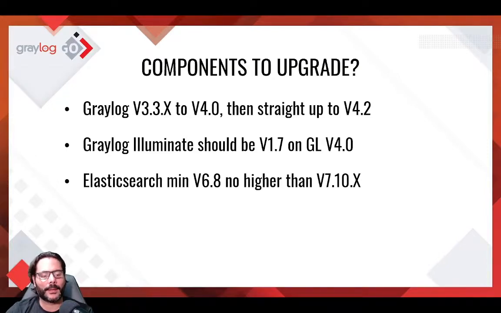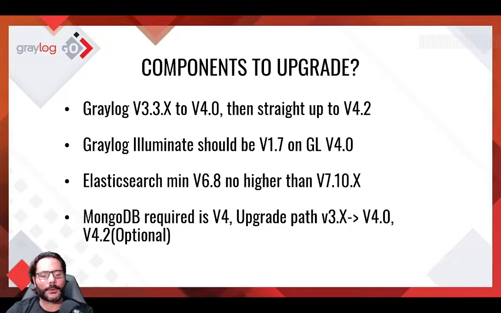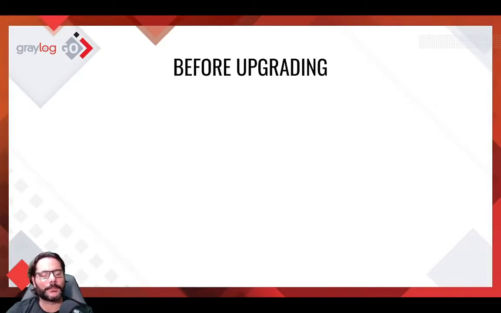7.10.x. Also, your MongoDB requirement is version 4.0, and the upgrade path to do that is if you're on MongoDB version 4.3x, you do need to go to 4.0, and you can go up to 4.2. It's optional. You're not required to do this for the Graylog instance.